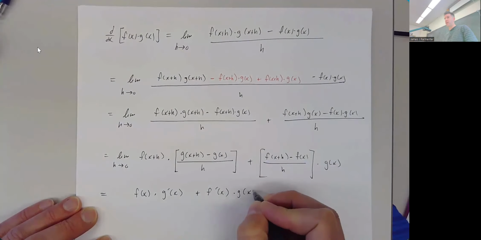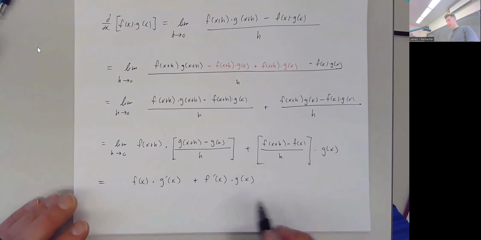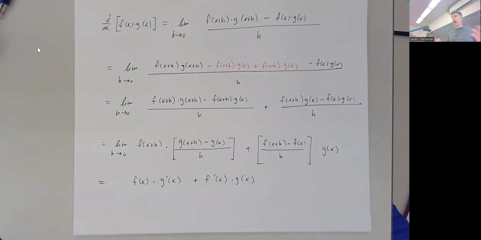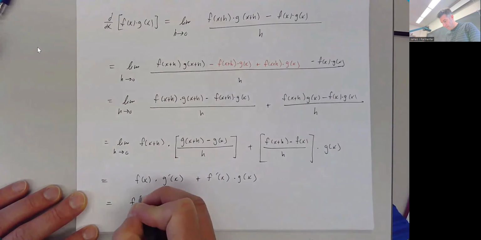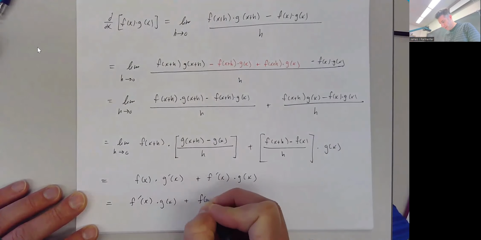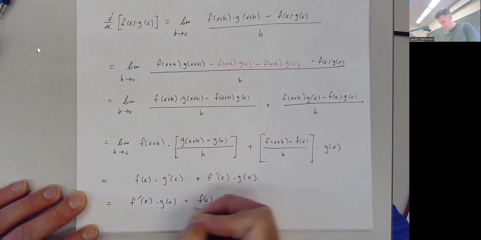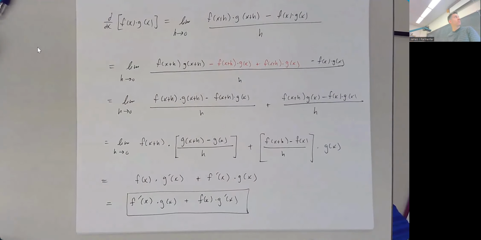And I got this out of order because I made not the wrong choice, but a different choice than is typical. But it doesn't matter what order you multiply things in or add things in. So we could totally rewrite this in the more standard order of f prime of x times g of x plus f of x times g prime of x. And we just proved the product rule.